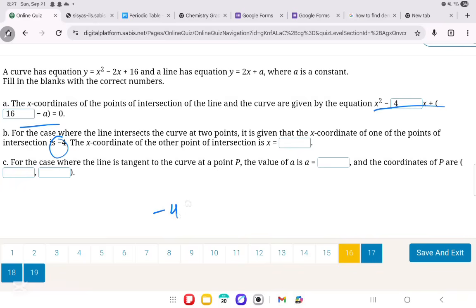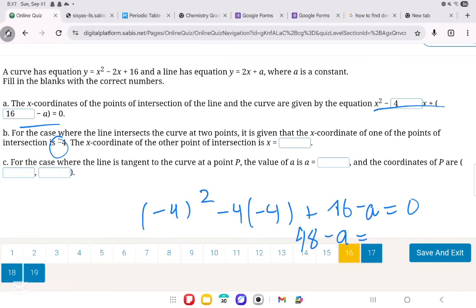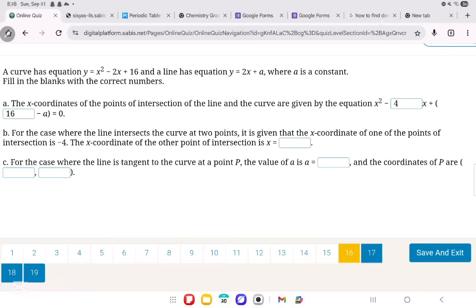That means minus 4 squared, minus 4 times minus 4, plus 16 minus a is equal to 0. This is a. So put it: minus 4 squared minus 4 times minus 4 plus 16. We will get 48. So 48 minus a is equal to 0. That means minus a is equal to minus 48, so a is equal to 48. Now we have the value of a, which is 48. Perfect. So what's the equation going to become? It's going to be x^2 minus 4x plus 16 minus 48, which is minus 32.